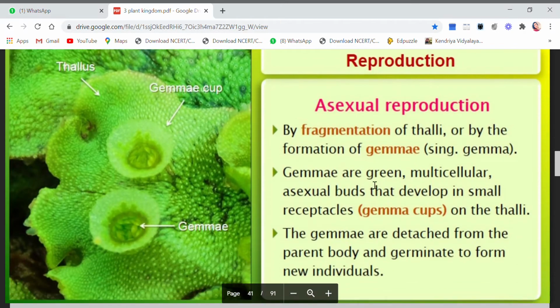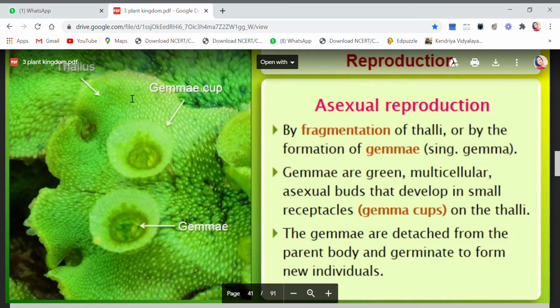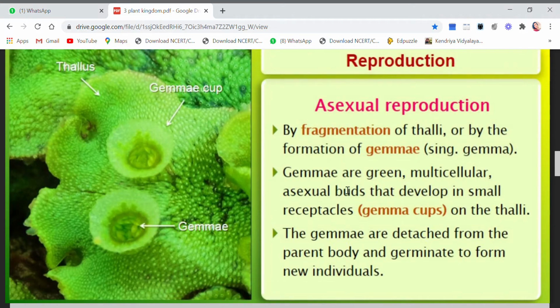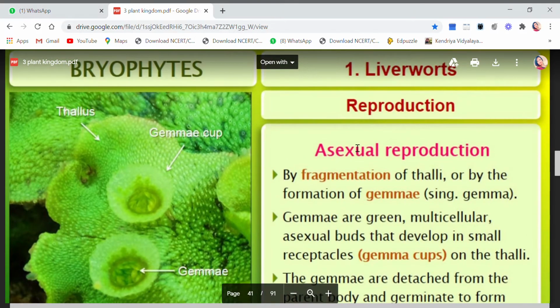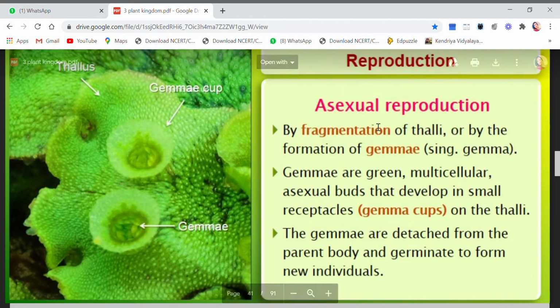As you see, this is the thallus. These are the gemma cups, where gemmae are present. So how does reproduction take place in liverworts? The first is asexual, by fragmentation of the thalli. That means a thallus can break, and the broken pieces can behave as new individuals, or reproduction can occur by the formation of gemmae.